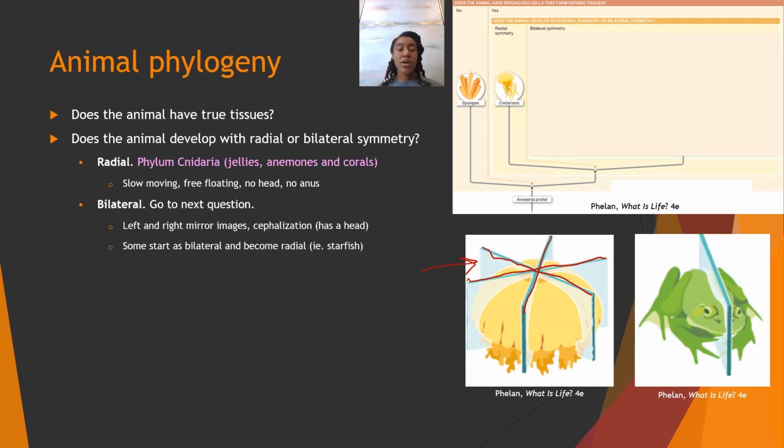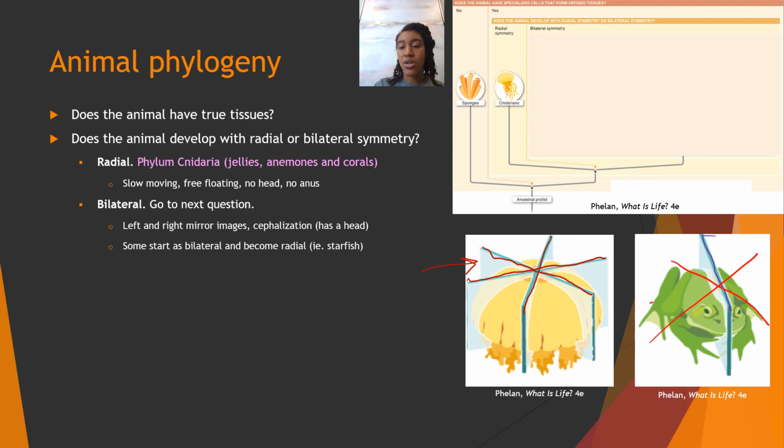Organisms can also exhibit bilateral symmetry, and this is where you can only divide the organism using one line, so you can only bisect it one way to get two equally mirrored parts. You can see that with this frog here. I can only divide this frog from its head to its anus, so down this line here, and get two mirrored parts. If I tried to divide this frog this way, the two halves would not be mirrored images of each other.